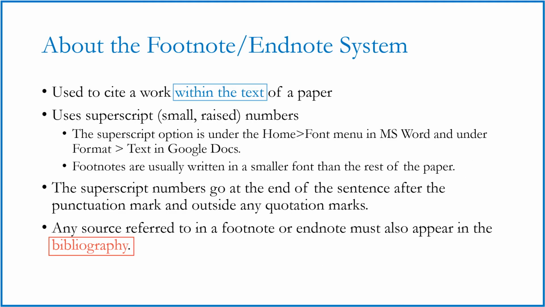Now we'll talk about the footnote-endnote system in depth. To cite a source within the text of a paper, you put a little number at the end of the sentence where you refer to the source of that information. The number corresponds to the citation either at the bottom of the page for a footnote or on a separate page at the end for an endnote.